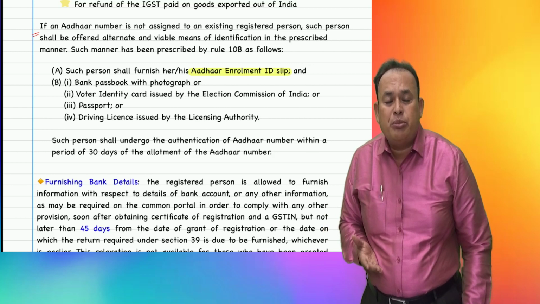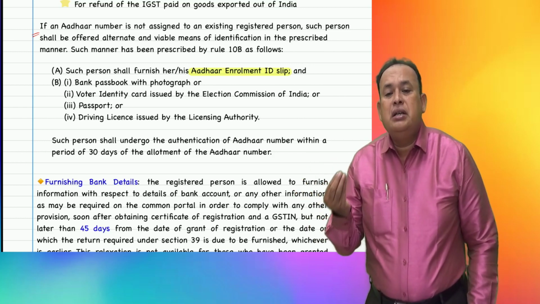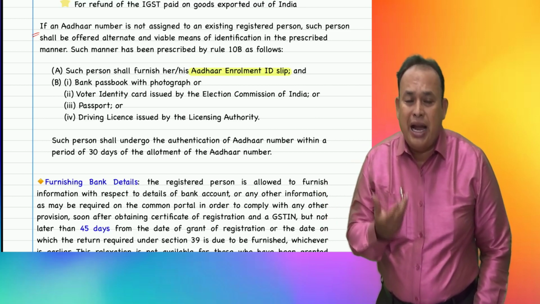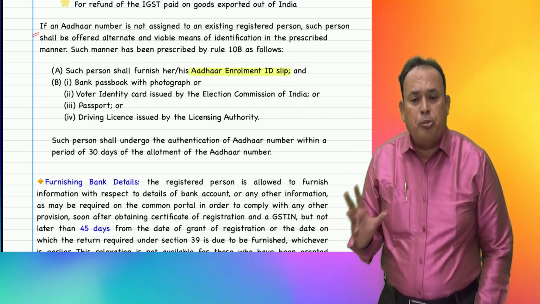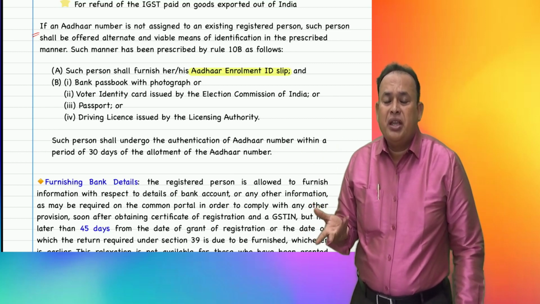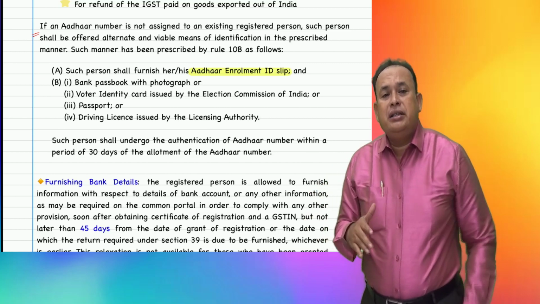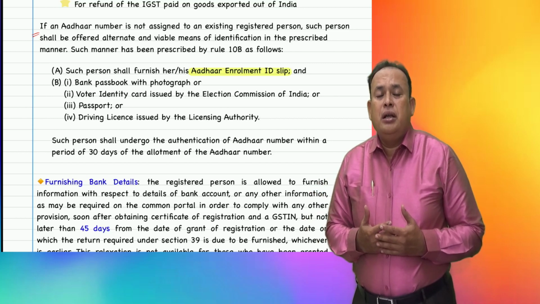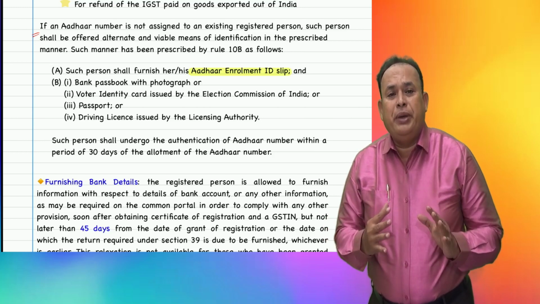What is the process? Rule 10B says the person shall furnish his or her Aadhaar enrollment ID slip, along with any one of the following documents: bank passbook, voter ID, passport, or driving license proof. After obtaining the Aadhaar registration, the same should be submitted in the GST network portal and authenticated through OTP.